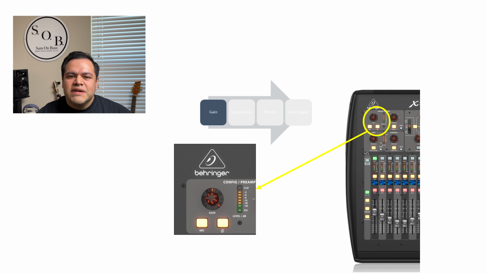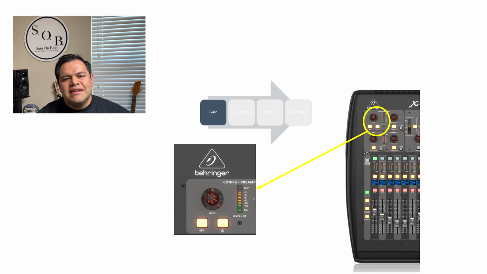In the X32 mixer, the gain is in the top left corner, and you usually want to aim for about -18 decibels per channel of signal. You don't want to get to the clipping portion of the gain, right? Because that means you are distorting the sound. You don't want to be too low to where you don't have enough to work with. So -18 decibels is a good target per channel for the gain.